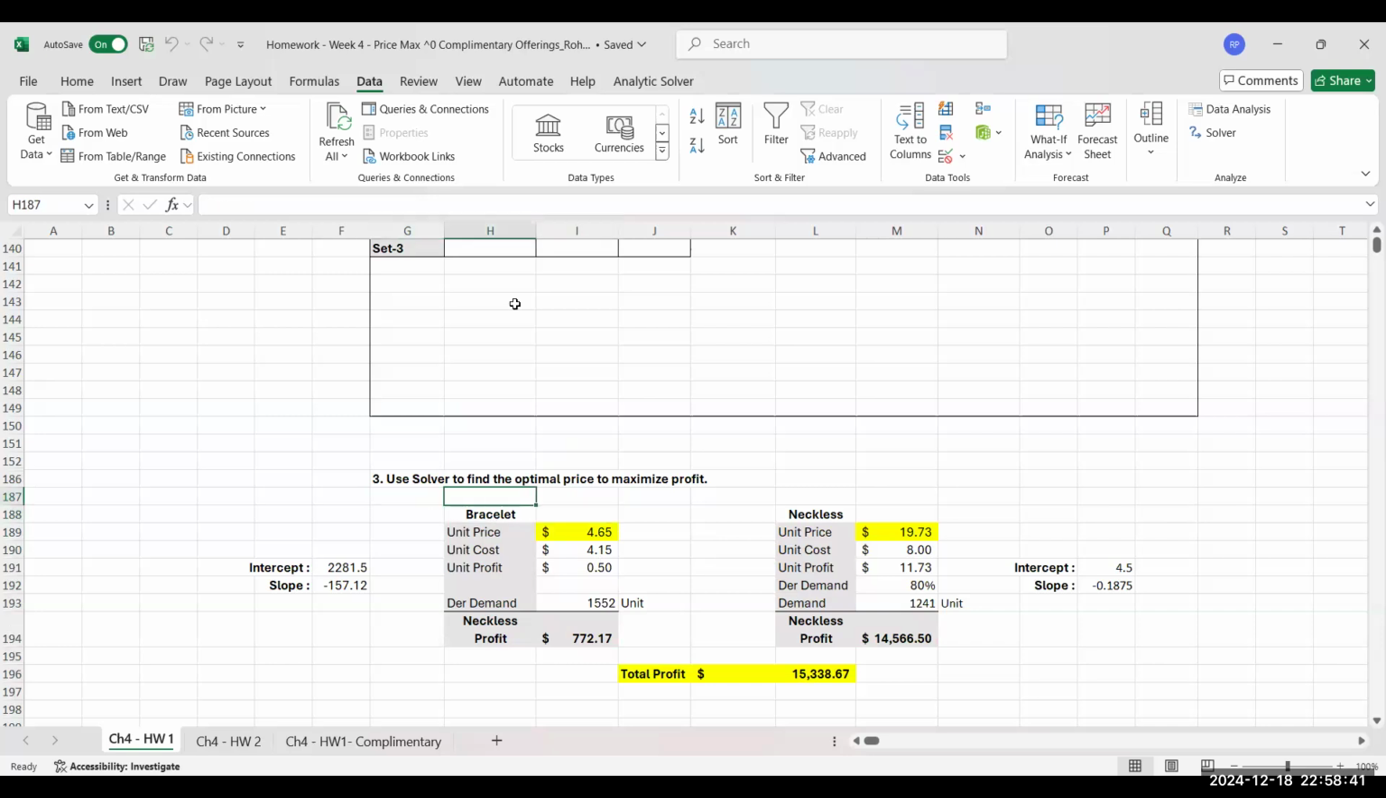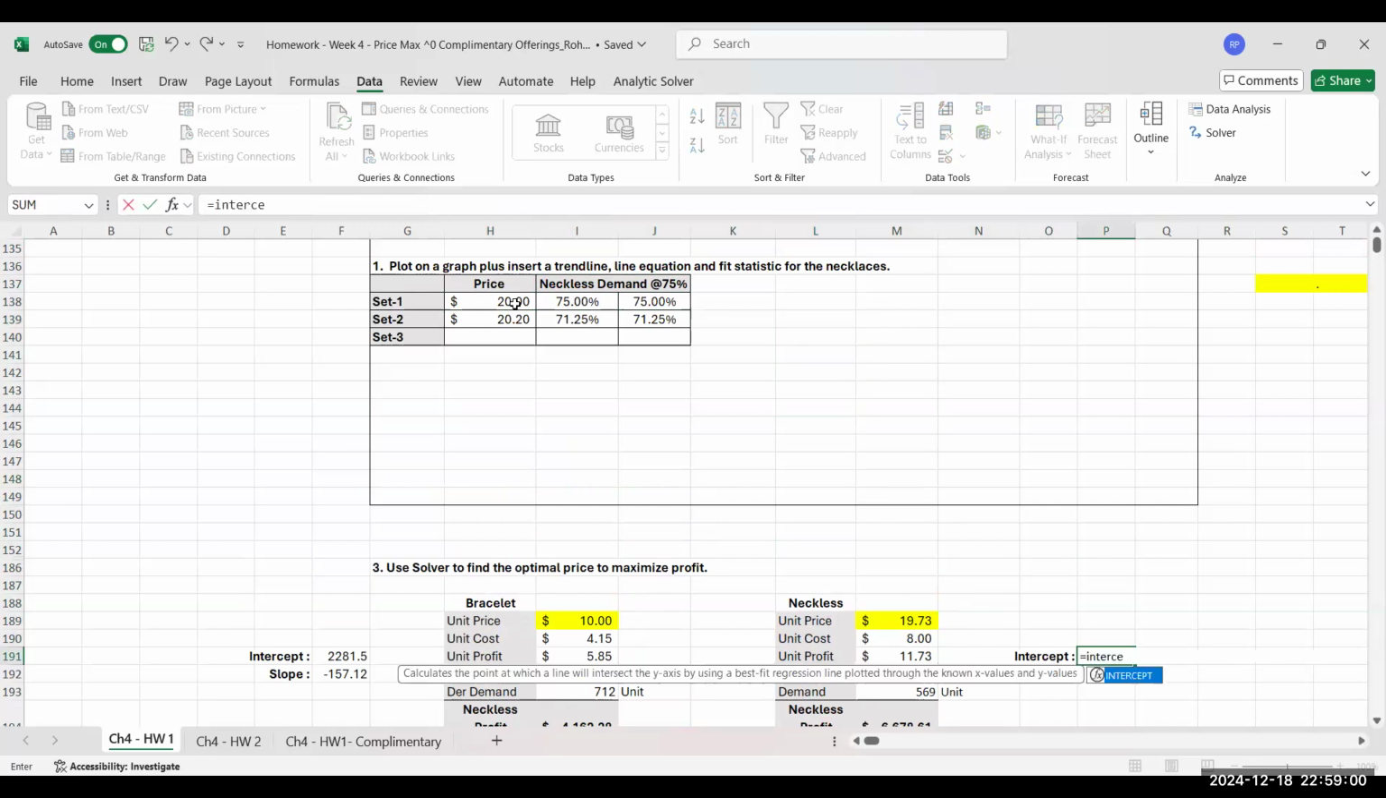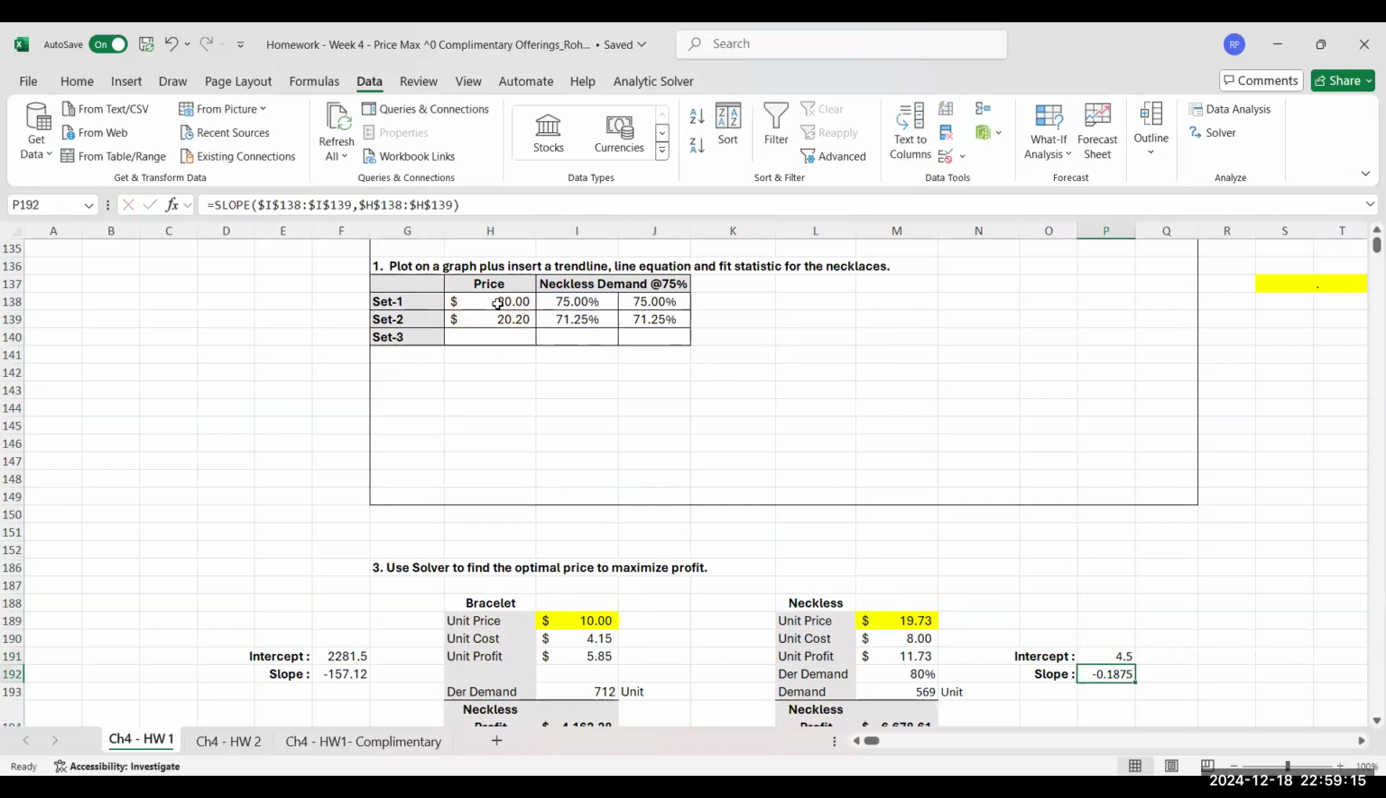So this is the bracelet which we had already. We are going to find out the price elasticity. This is the value for that. What we're going to do here is find the intercept. I'll show you how to find that. So this is the intercept. Selected that. Our y-axis is demand, and this is our price point.